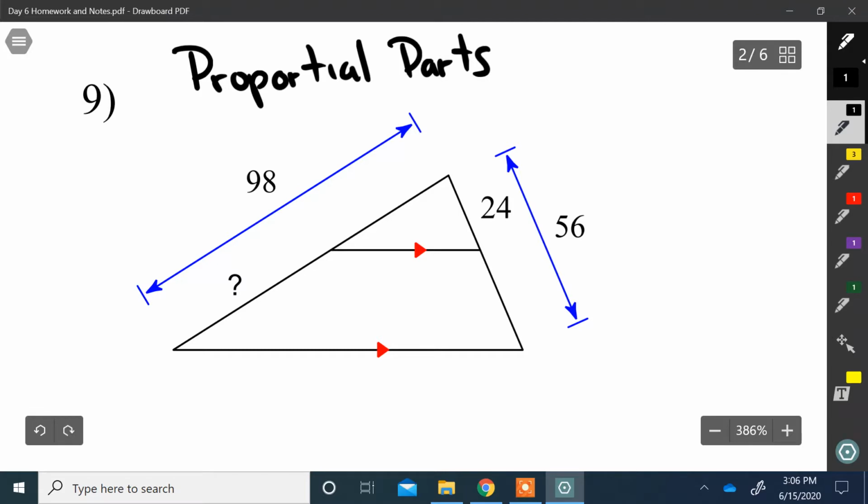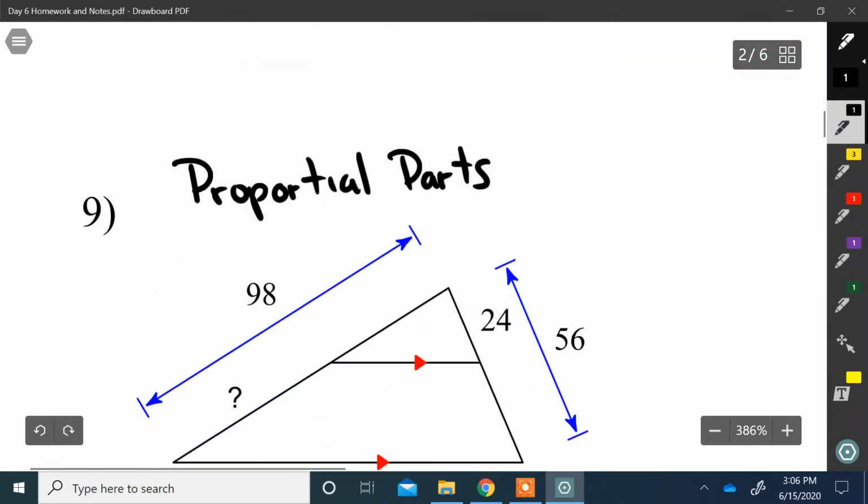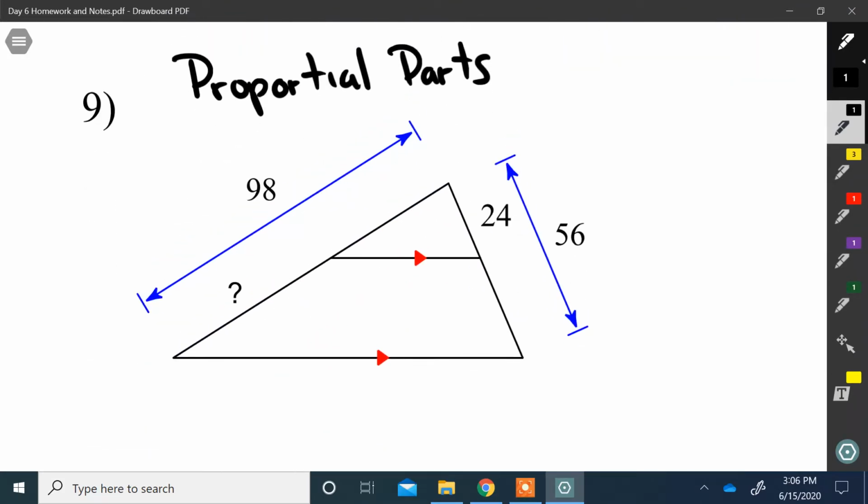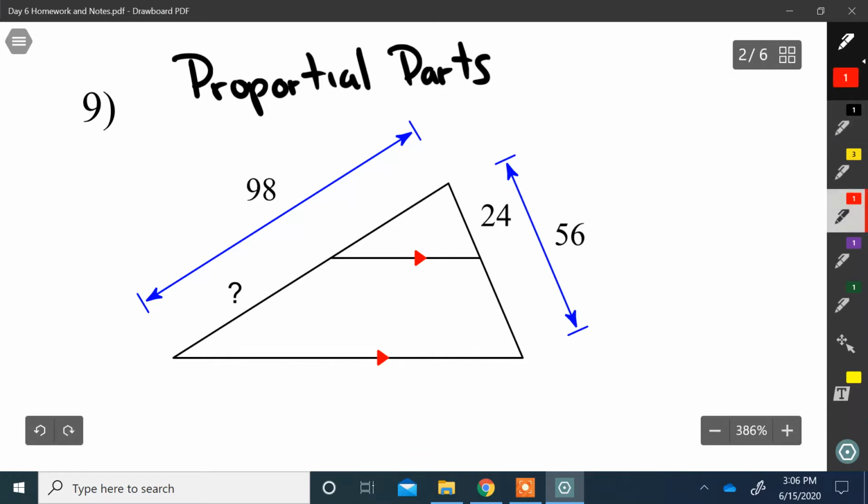And proportional parts is literally what we have been doing, but it just has a different name to it. Okay, so in here, as you can see, this right here is parallel to this line right here, and that has some implications. It means that this is congruent to this right here. It also means that this is congruent to that right there.